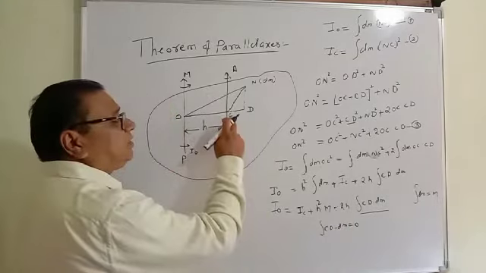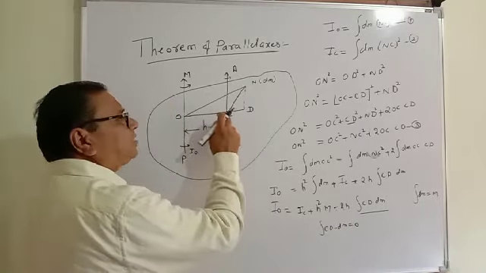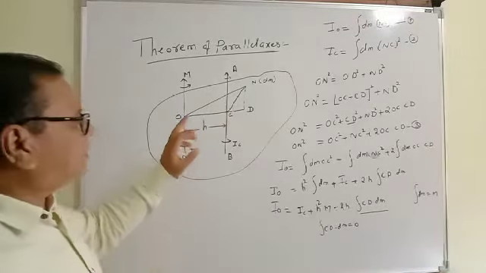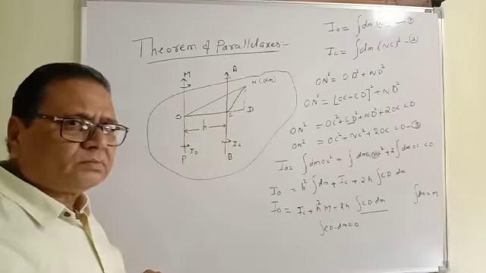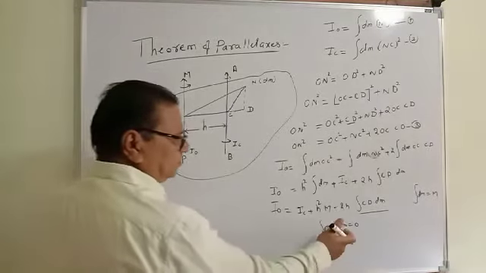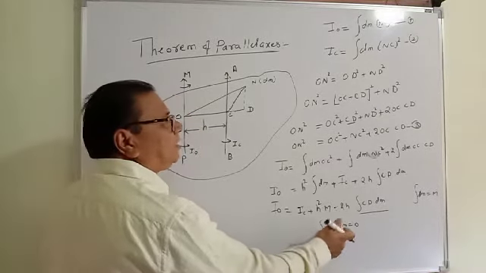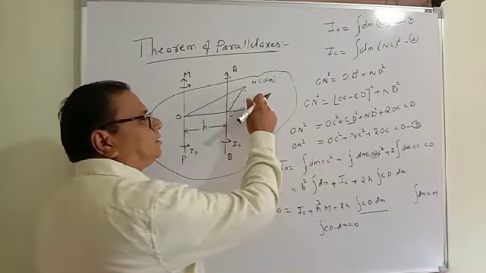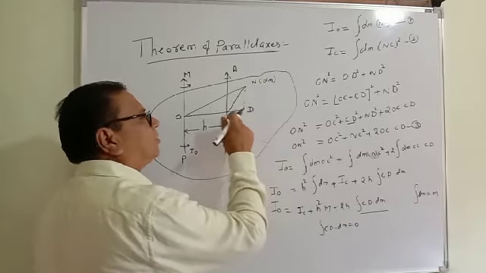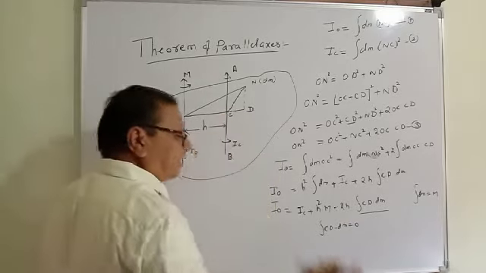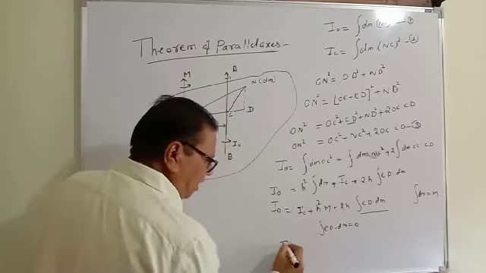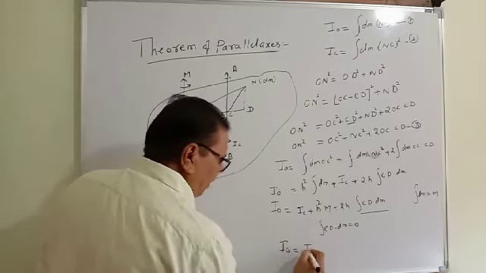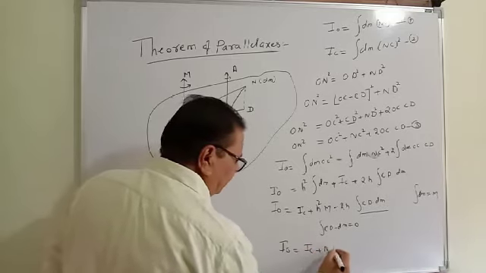What is CD? CD is the distance from the axis of rotation, or center of mass. DM is the mass of the element. As the distribution of mass of the body about the center of mass is symmetric, therefore it will be equal to 0. Hence we get IO is equal to IC plus M H square.